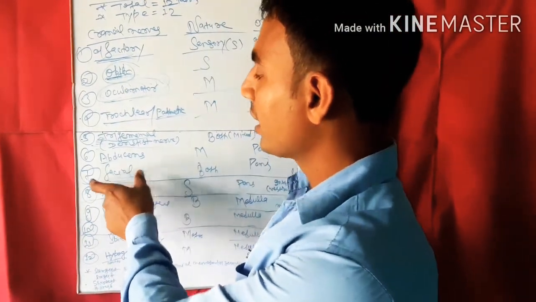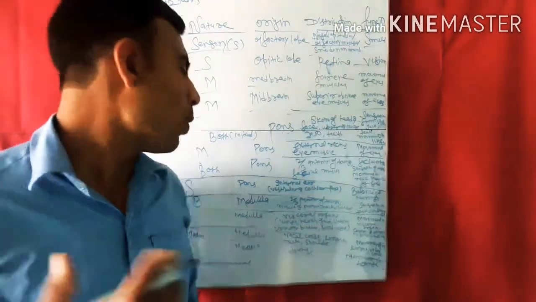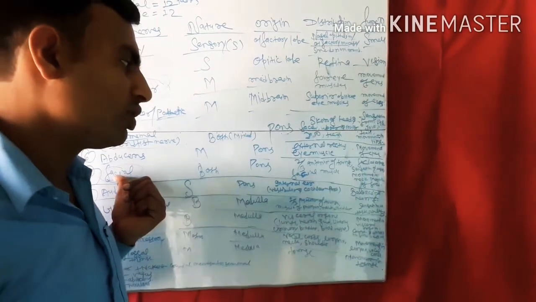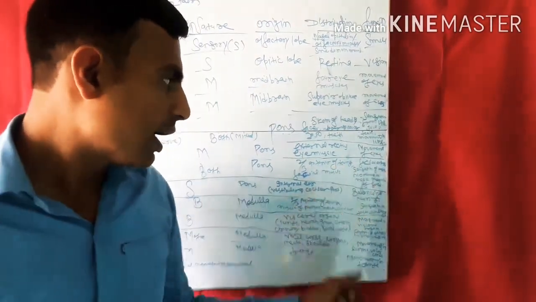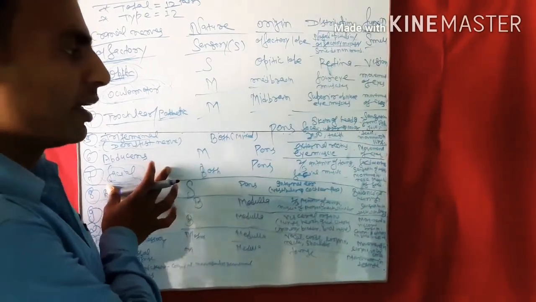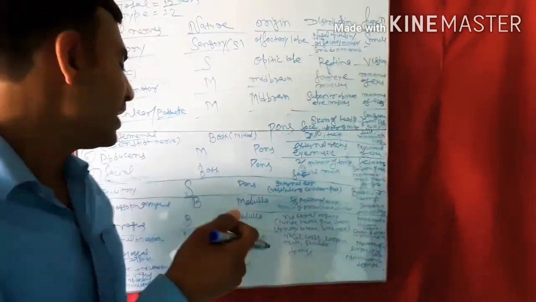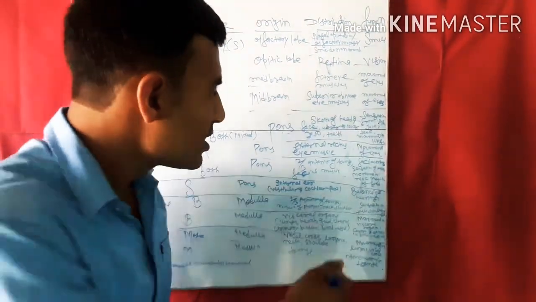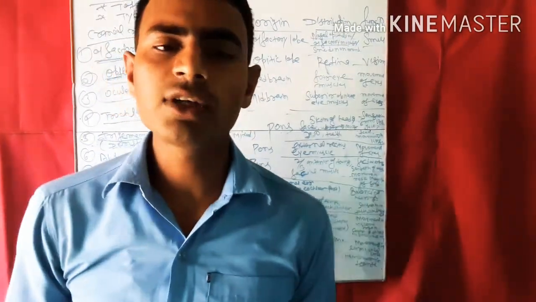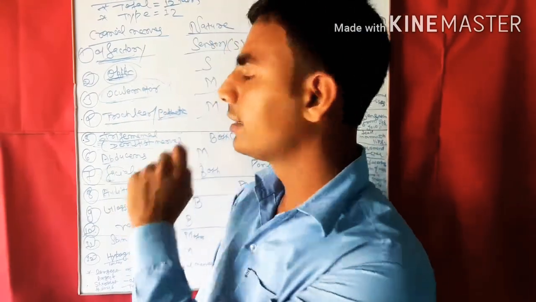Its nature is sensory and motor both, and the origin of the facial cranial nerve is also the pons. Its distribution is in the anterior two-thirds of the tongue and the facial muscles, and the function of this facial cranial nerve is facial expression. If any facial expression is happening, that is due to the facial cranial nerve. Sensation of taste, movement in the neck, mastication of food. This is the function of the facial cranial nerve.